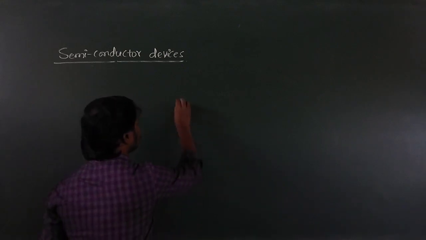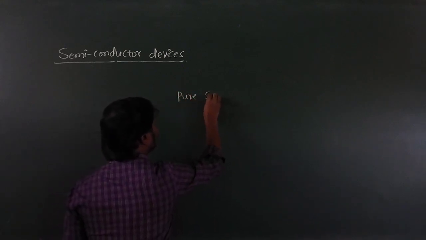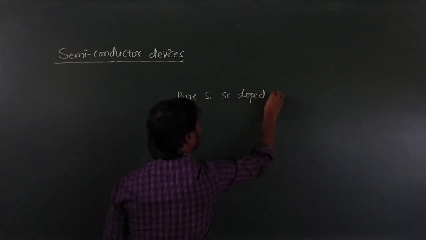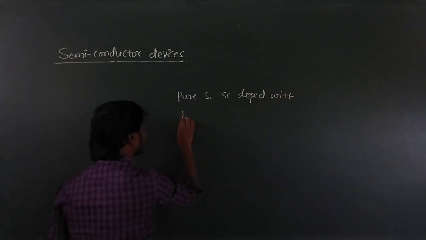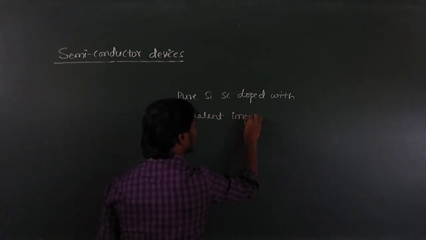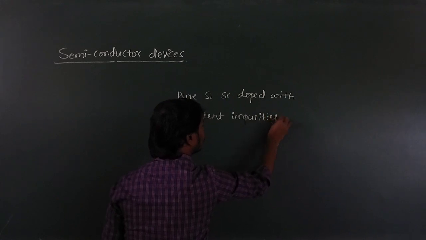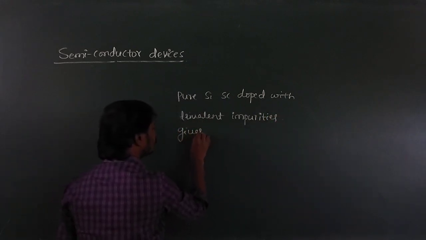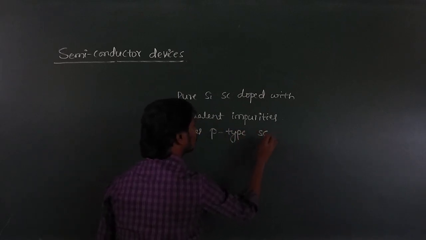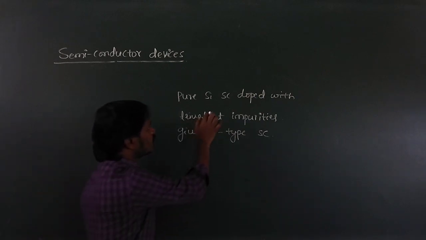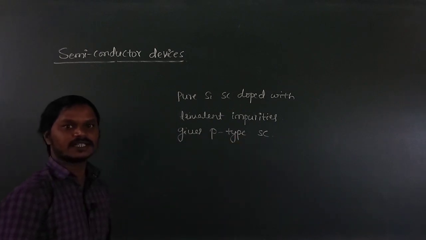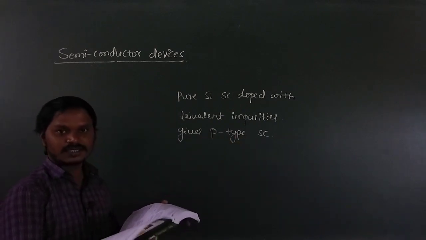See here, if a pure silicon semiconductor is doped with trivalent impurities, here impurities are also called dopants, trivalent impurities give a p-type semiconductor. Then it is correct. Next, if a pure silicon semiconductor is doped with pentavalent impurities, that gives an n-type semiconductor. So the first statement is correct.